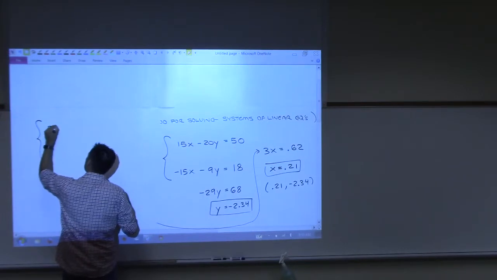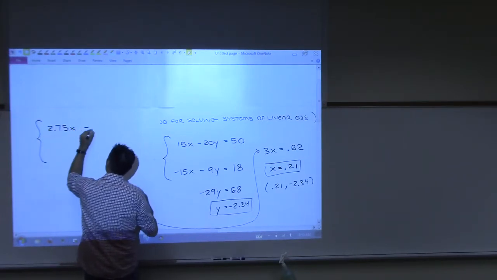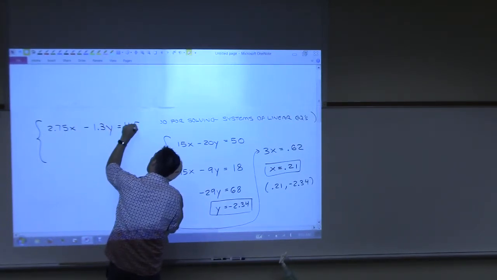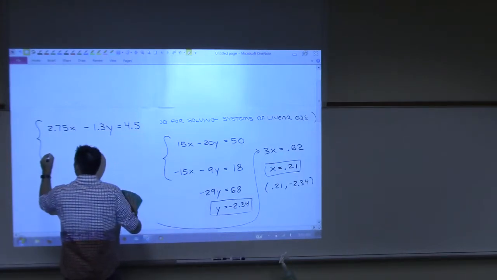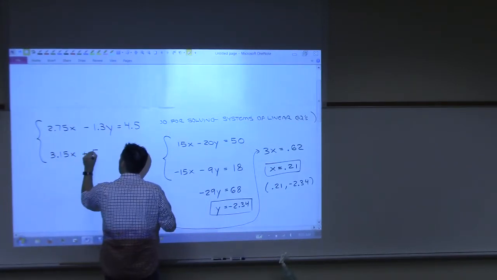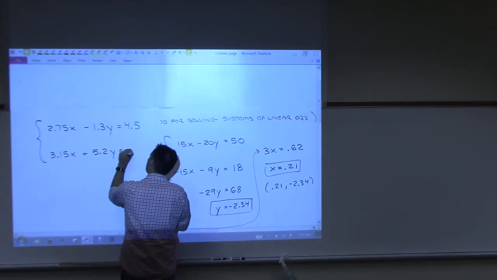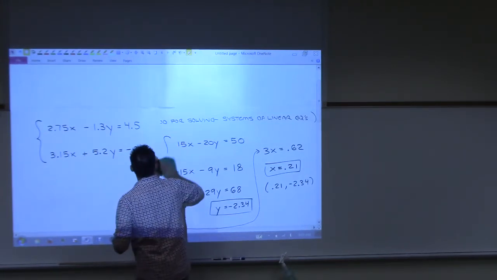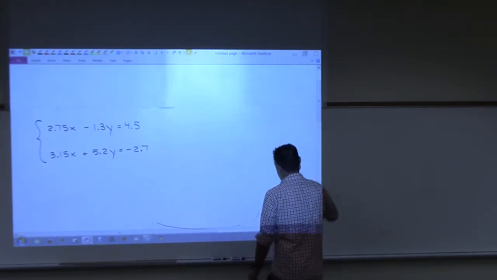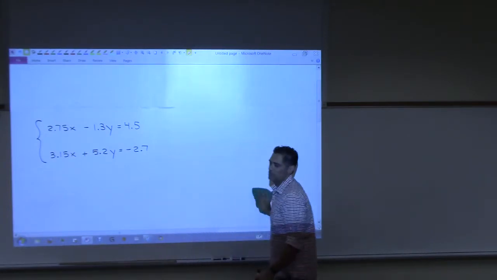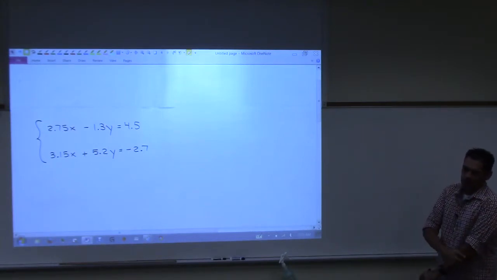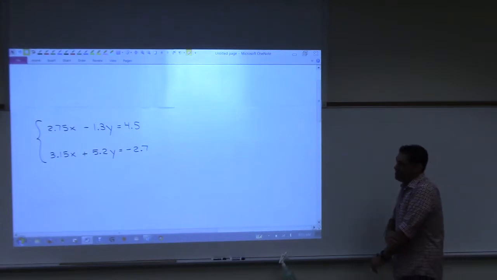2.75x minus 1.3y equals 4.5, and 3.15x plus 5.2y equals negative 2.7. Ugh, right? This is messy because of all those decimals.